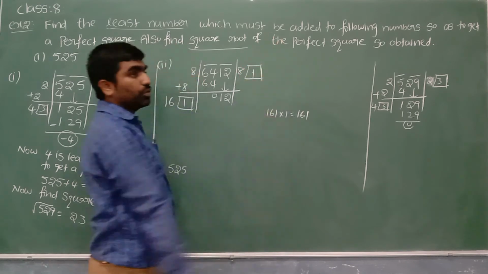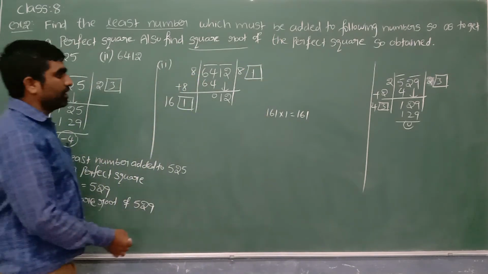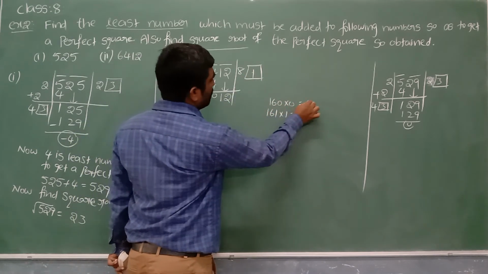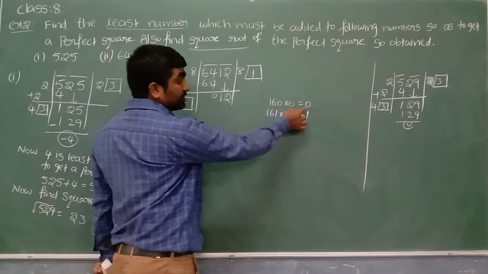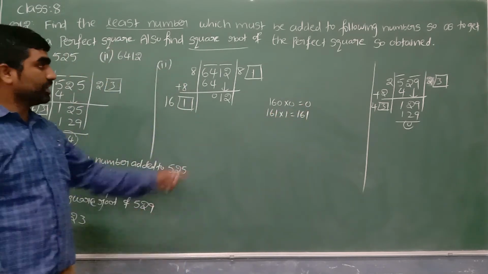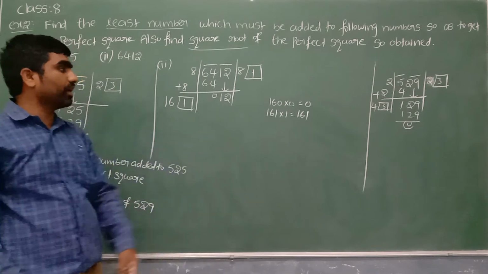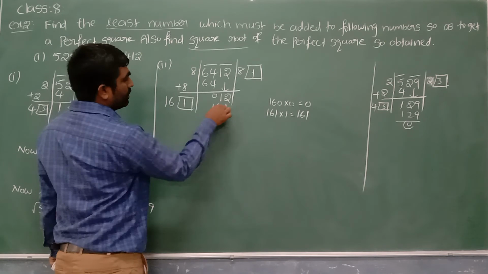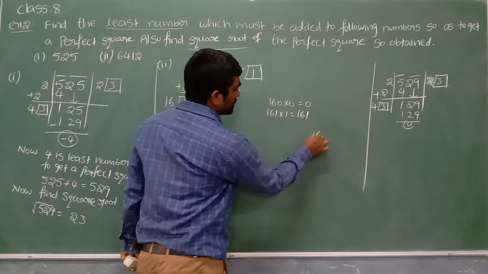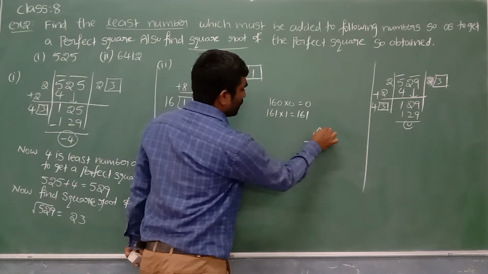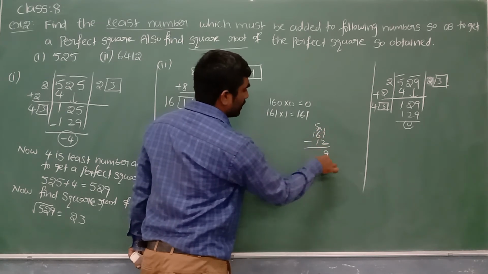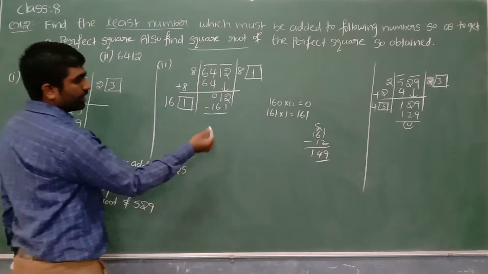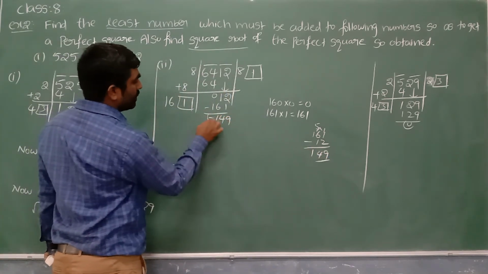What I said, when they are asking to add a number, we take the next number. If I take 160 into 0, it will give 0. Now tell me, should I go with 0 or 161? 161. I said we should take the next number, more than this. Yes. Now 161 into 1 is 161 only. Now subtract. 161 minus 12. Borrow here, 5 left. 11 minus 2, 9. 5 minus 1, 4. Here 1 left. So now here 149 is the remainder I got.